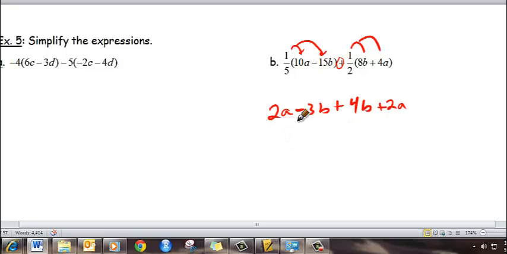And now when you're combining these like terms, 2a plus 2a would be 4a, not 4a squared. It's like 2 apples and 2 apples is 4 apples, not apples squared or anything. Negative 3b plus 4b, you can rearrange it and think of it as 4 minus 3, but you owe 3 and you get 4, so you have 1b. You don't have to write the 1, but you can. And that's our final answer.